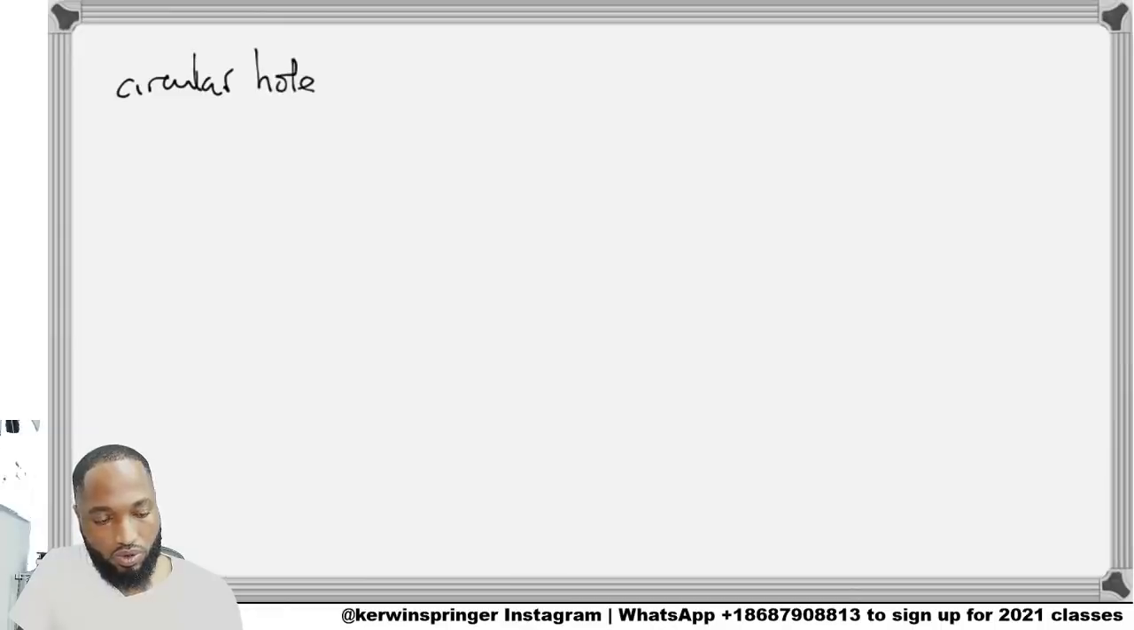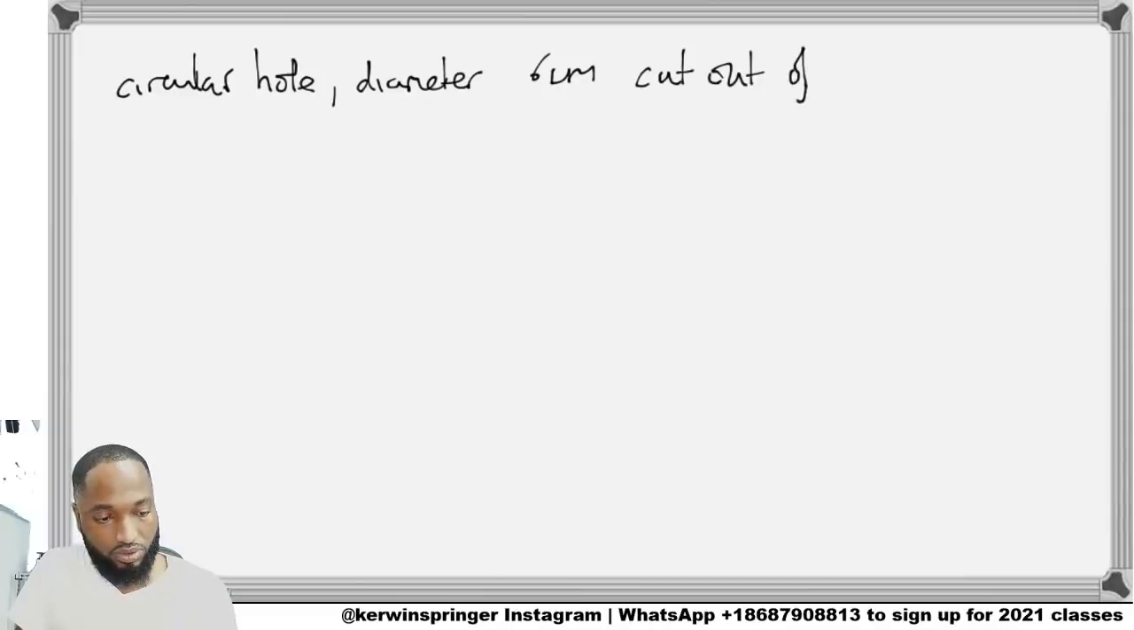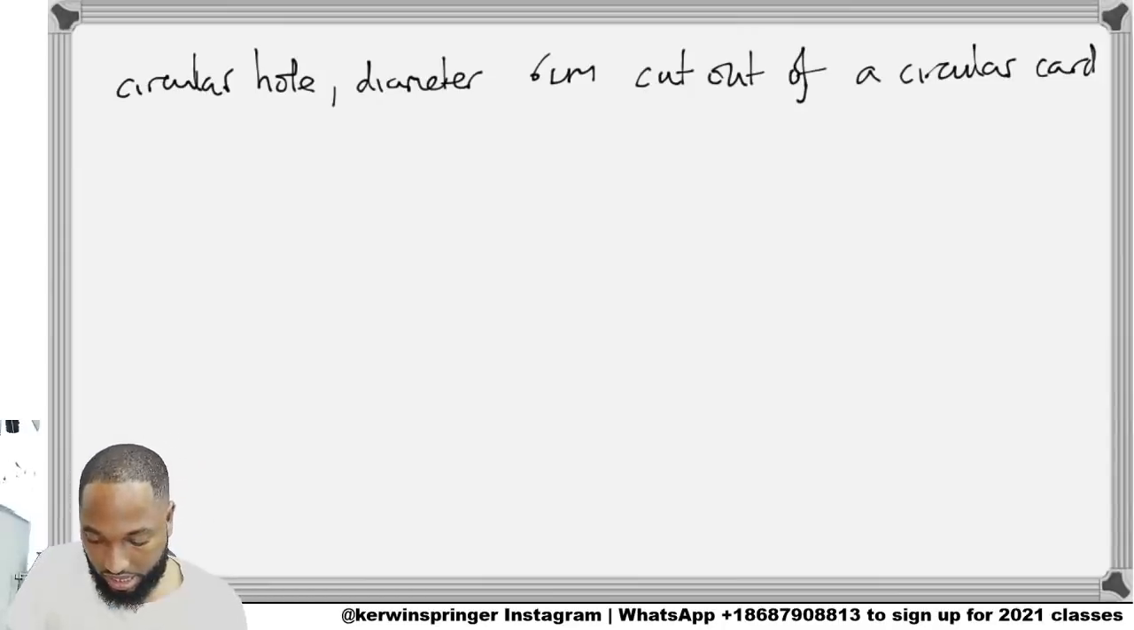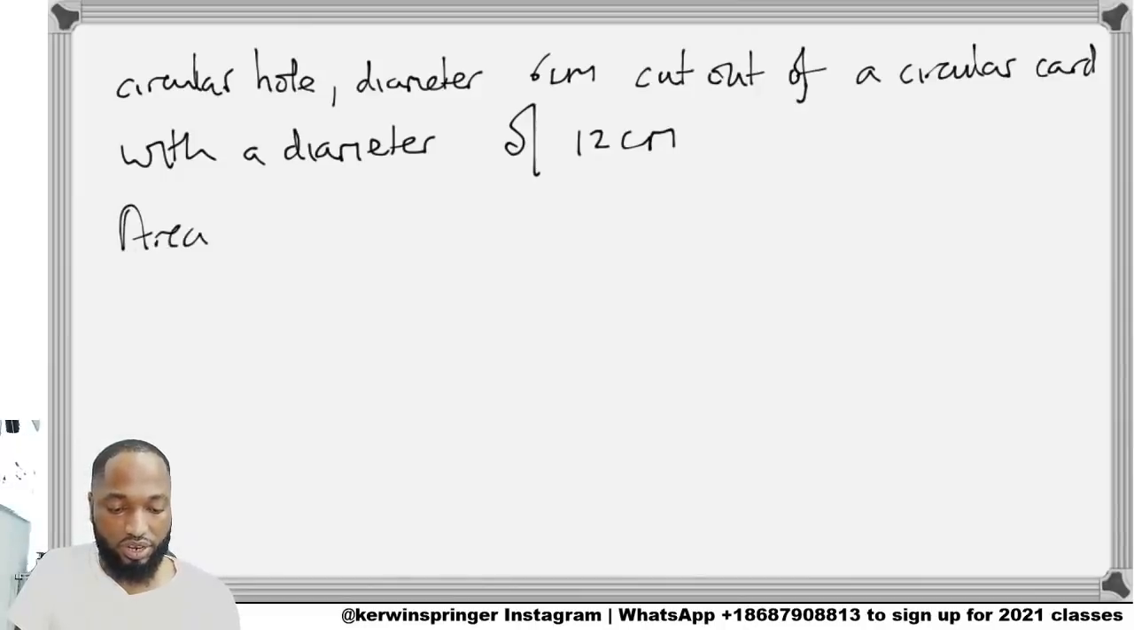Here comes Antigua. A circular hole with a diameter of 6 centimeters is cut out of a circular piece of card with a diameter of 12 centimeters. Area of remaining card. This is a nice question. Area of remaining card in centimeters squared is.